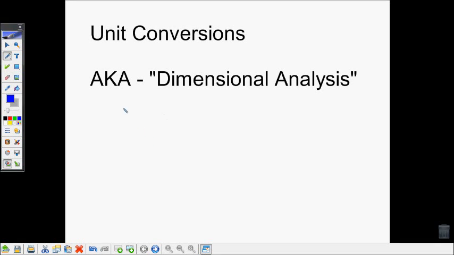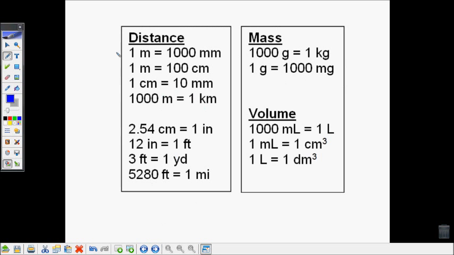In this lesson, we're going to learn how to do unit conversions through a method called dimensional analysis. The first step is to look at equalities. Equalities are units that relate one measurement to another. You do not need to memorize these for this course. You just need to be able to use them. So these will be in your notes or given to you.